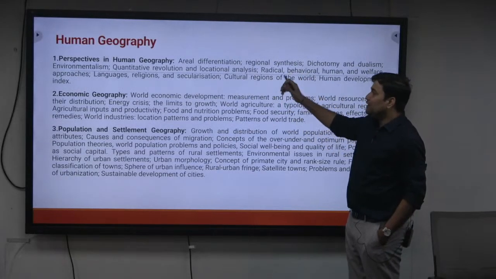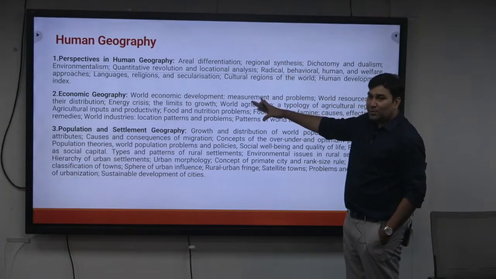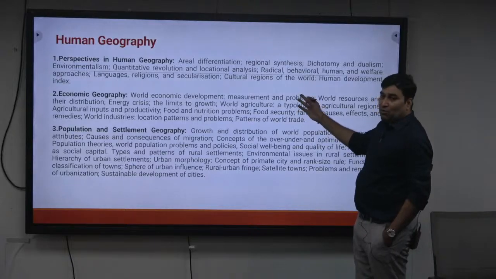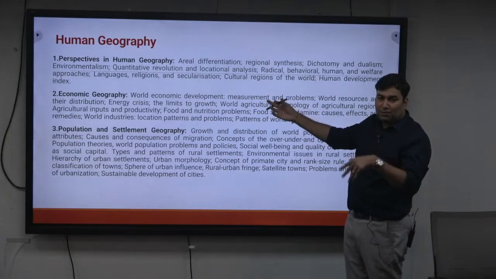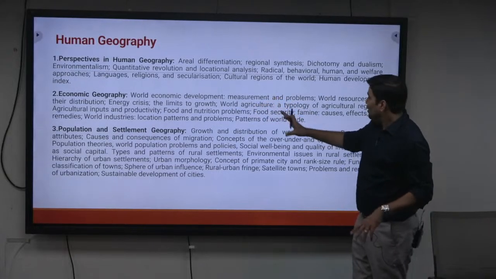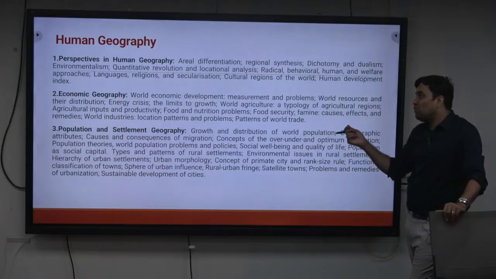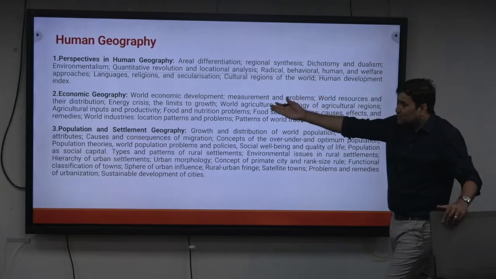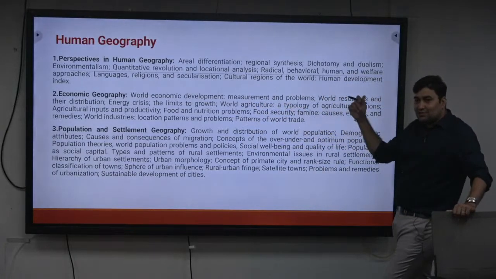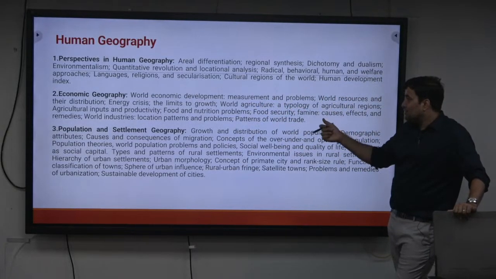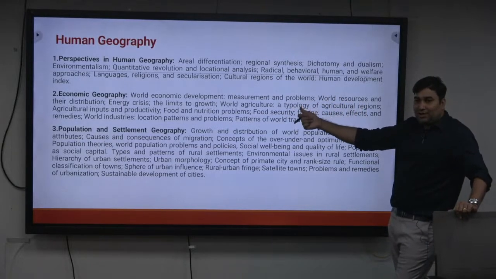Perspectives in human geography, that is, what the different thinkers are speaking about. Economic geography means world economic development. World economic development is measured in terms of GDP. So GDP, its measurement and what the problems are. That completes your economic geography. Correct? World resources, where which resources are present, why, how. Energy crisis, GS paper 3. Correct? Limits to growth. World agriculture, which type of agriculture, and so on. Food security, GS paper 3. Getting the idea? World industries and so on.